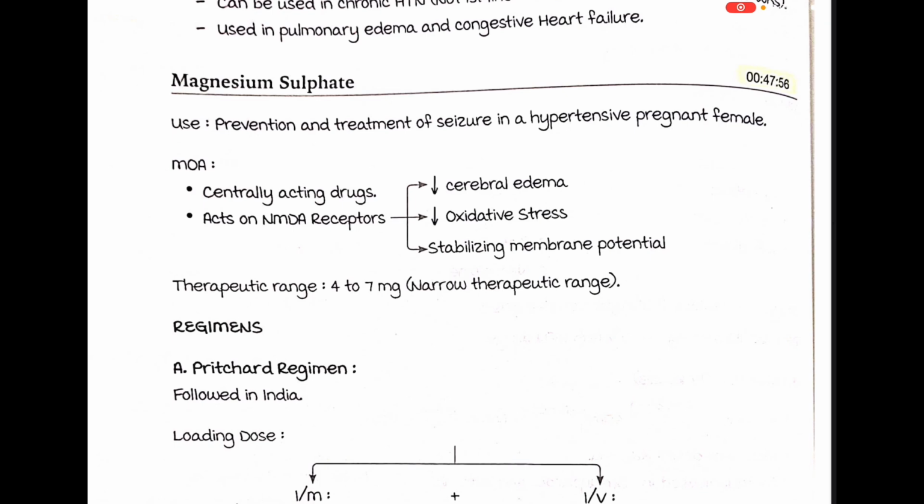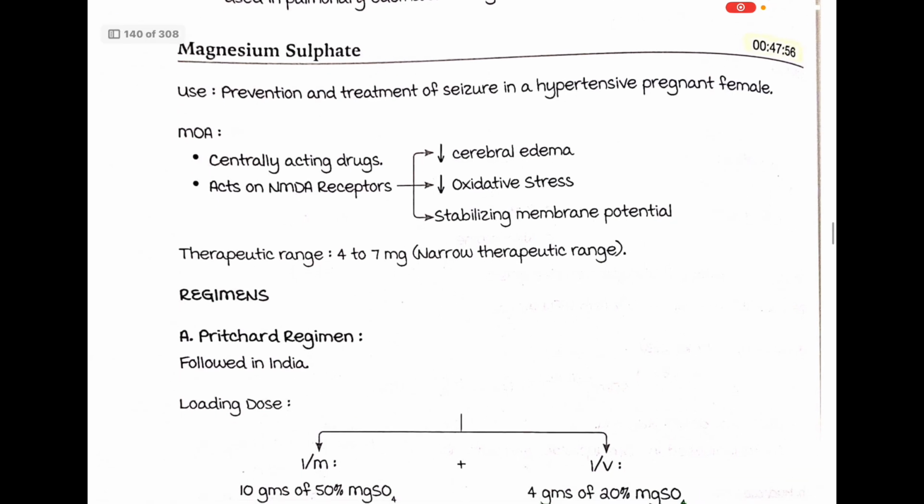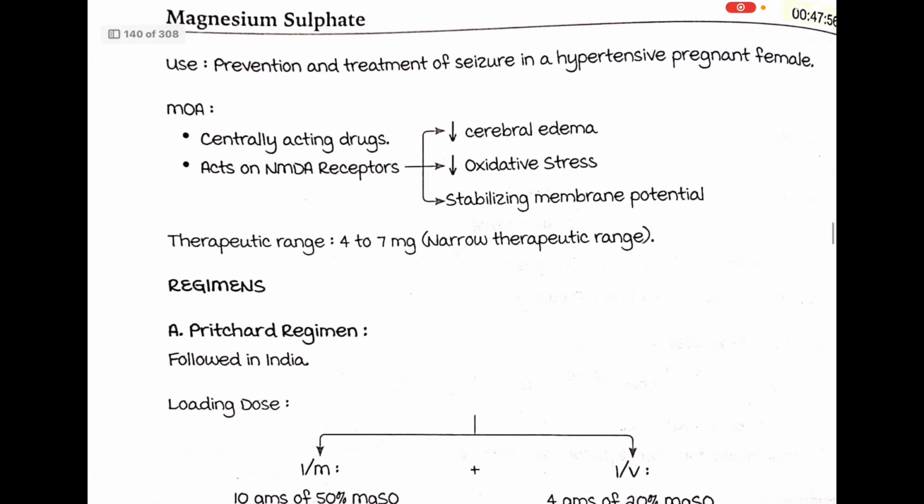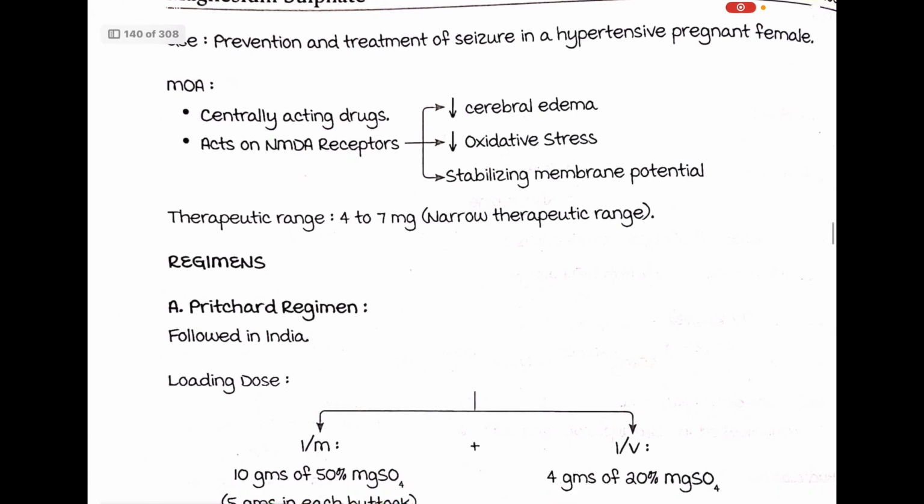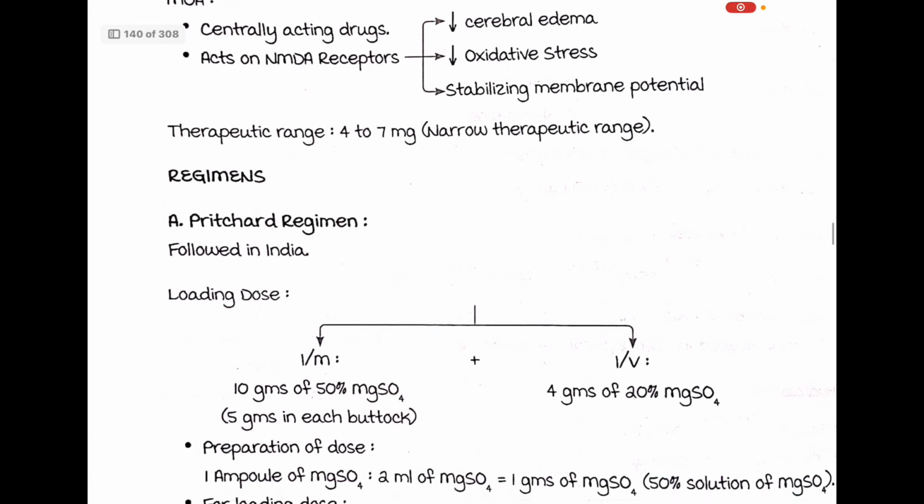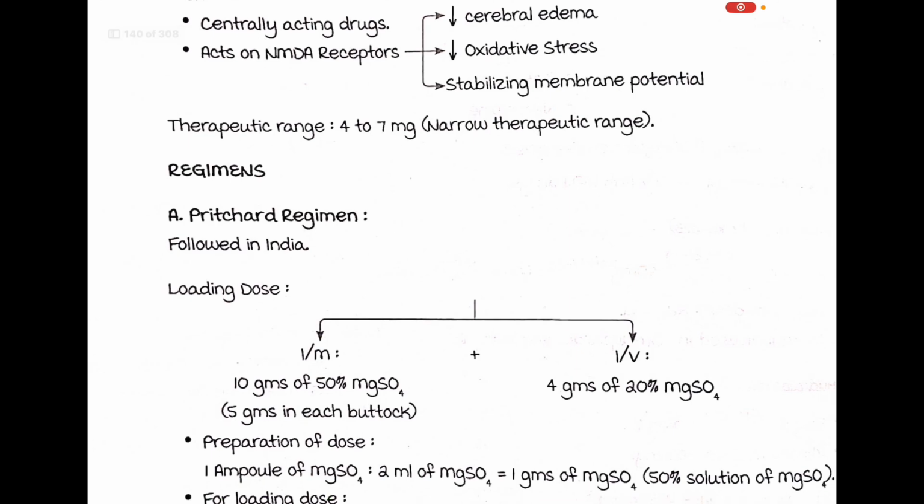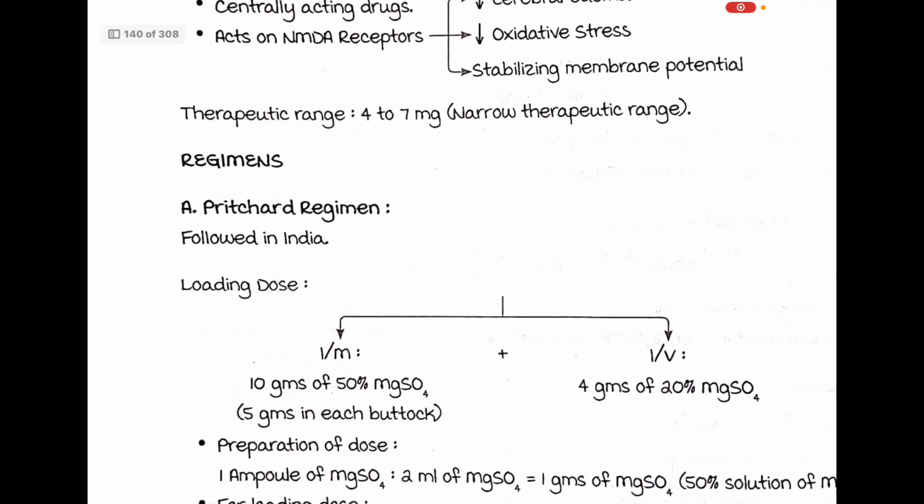Magnesium sulfate: prevention and treatment of seizure in hypertensive pregnant females. Mechanism of action: centrally acting, acts on NMDA receptors, decreases cerebral edema, decreases oxidative stress, stabilizes membrane potential. Therapeutic range 4 to 7 mEq/L, a narrow therapeutic range.